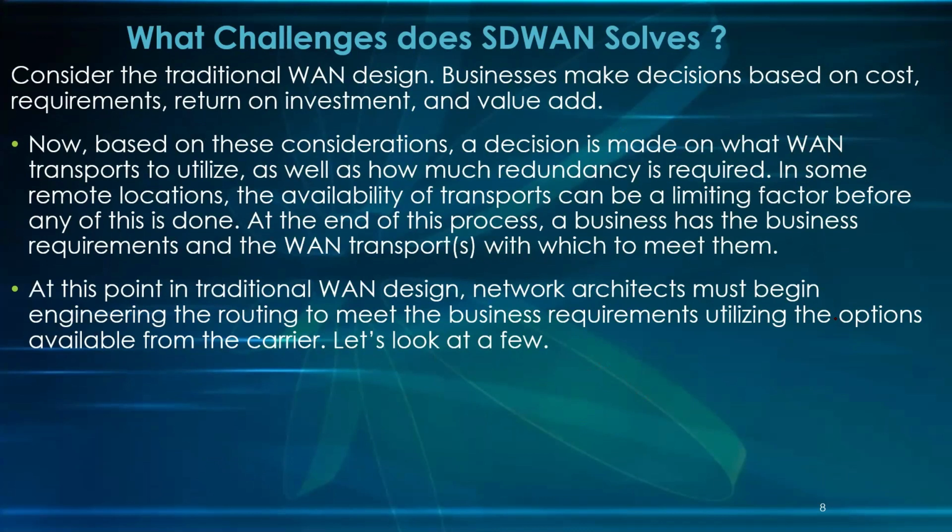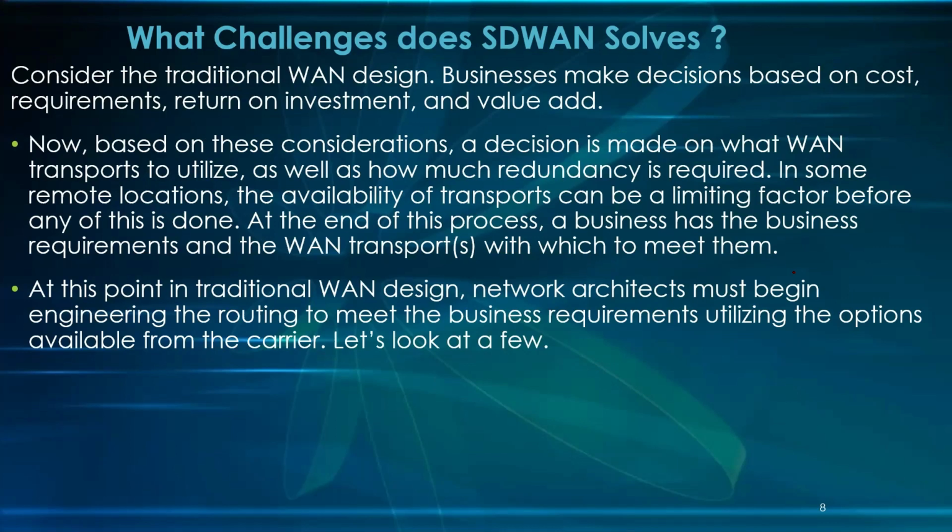Now, based on these considerations, a decision is made on what WAN transport to utilize, as well as how much redundancy is required, right? That's how we do it. If it is a critical site, it has more business, more money, we do the redundant design. If it is a small site, a sales office and so on, which has less revenue, we design the non-redundant site, and we take the internet or the MPLS depending on that, right? In some remote locations, the availability of the transport can be a limiting factor. At the end of this process, a business has the business requirement and a WAN transport which meets them.